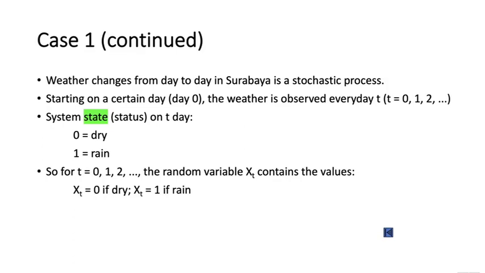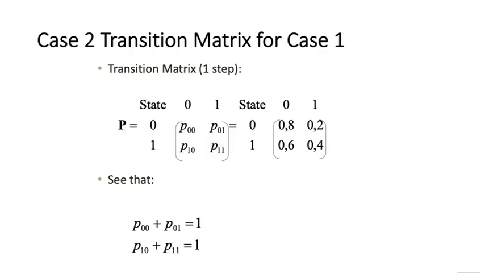It is very important that from the descriptions of example case studies, you should define what the states are. So here the state is dry and rain. And case number 2, how we make a transition matrix for case number 1.